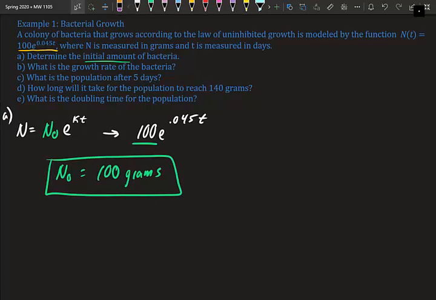So that's our initial amount. What is the growth rate of the bacteria? So growth rate is always your k.